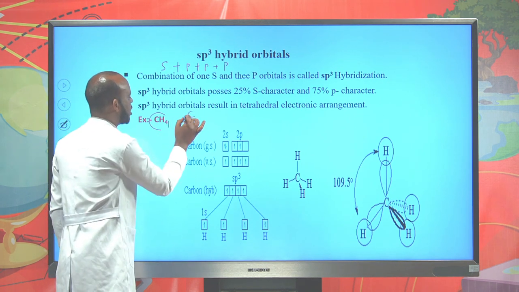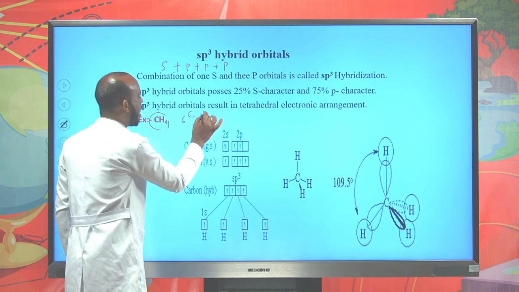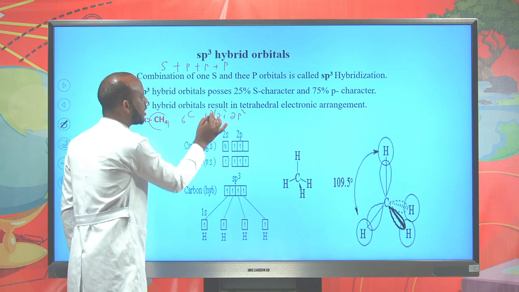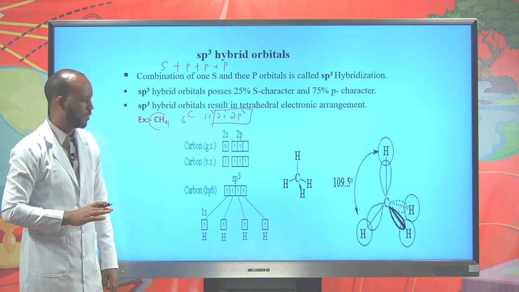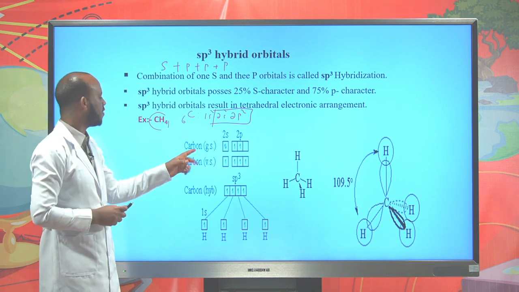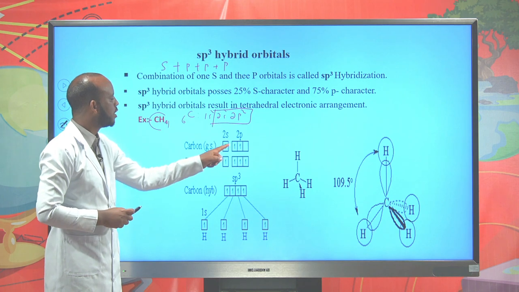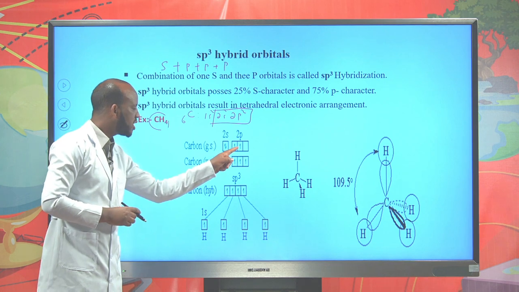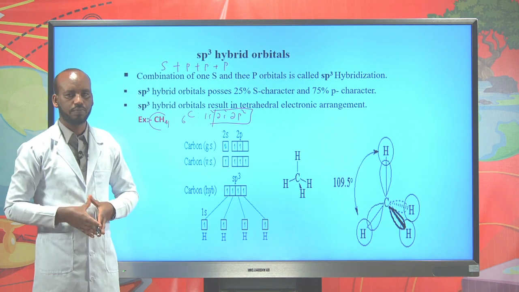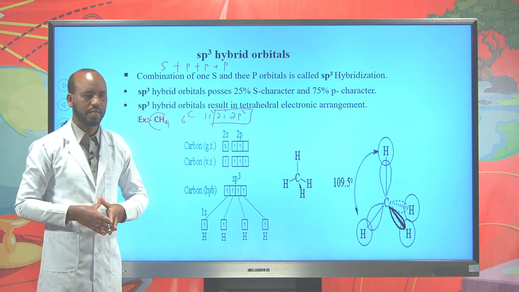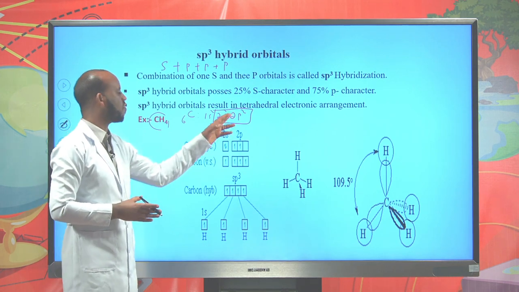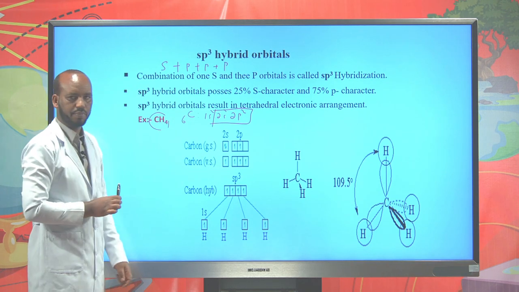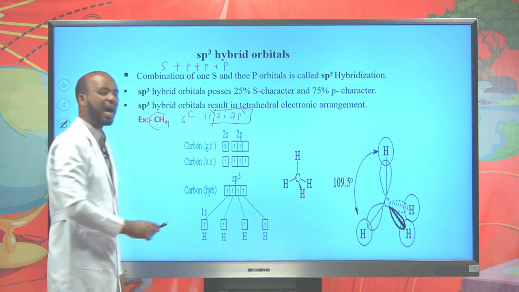Carbon atomic number is 6. Electronic configuration 1s2, 2s2, 2p2. Only valence electrons are involved in bond formation. Now, the ground state electronic configuration of carbon is 2s2, 2p2. Before pairing here, vacant orbitals must be occupied with electrons. This is Hund's rule. Excited state electronic configuration of carbon: one of these electrons is promoted to a high energy orbital. Therefore, there are 4 half-filled atomic orbitals.